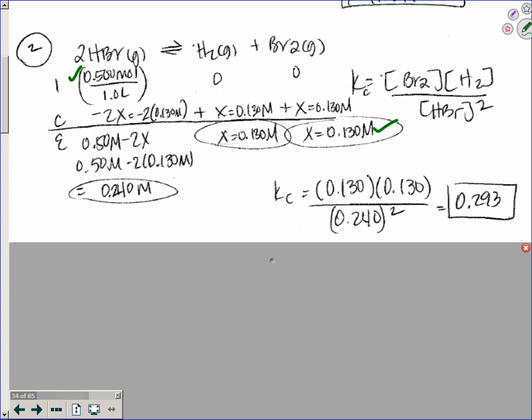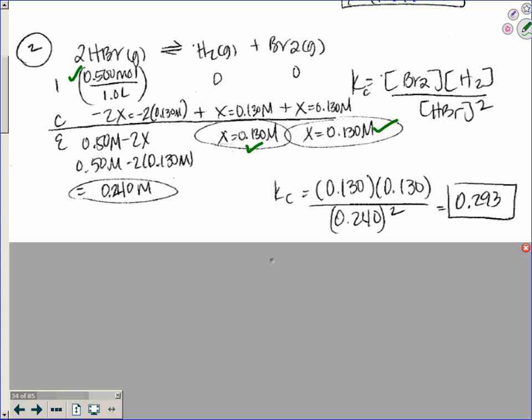Given the fact that you make this in a 1-to-1 ratio with H2, then you were also able to figure out immediately the other product. And since you're producing Br2 in a 1-to-2 ratio with HBr, you're subtracting twice as much of that same value from the HBr to give you an equilibrium condition: 0.5 minus 2 times 0.130 to give you 0.24 molar. Give me a thumbs up if you were able to get here.